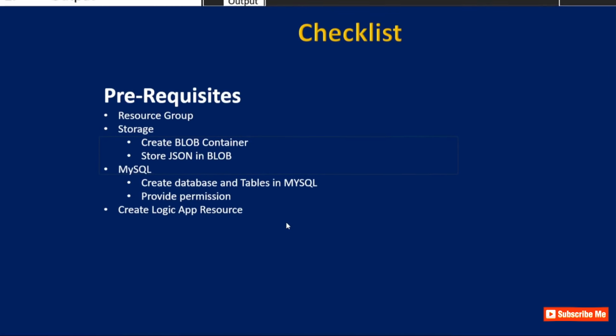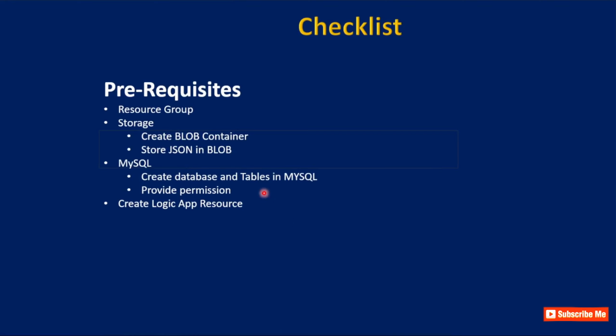Let me share the checklist of what is needed to perform this demo. Here I'm going to use my existing resource group, and then you need to have your storage account. Once your storage account is created, you need to create your blob container, and then store your JSON in that blob container. As a third step, you need to install MySQL. Once your installation of MySQL is complete, you need to create a database and tables in that MySQL. Finally, you need to create an Azure Logic App resource where you will be designing your workflow. Let me quickly take you into the demo.